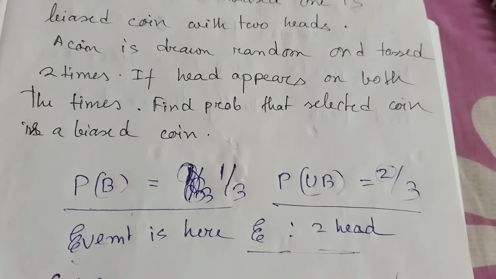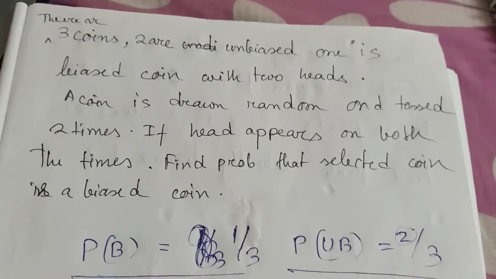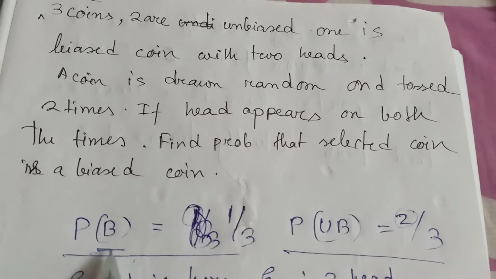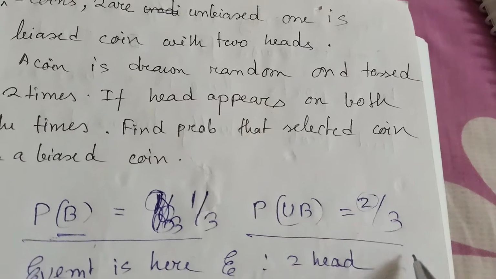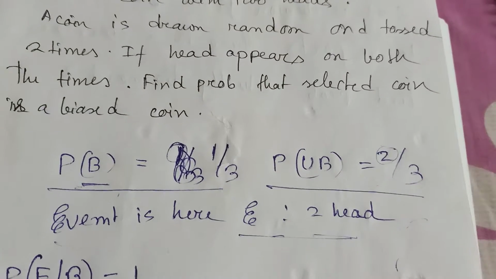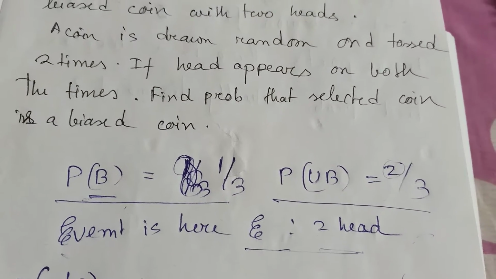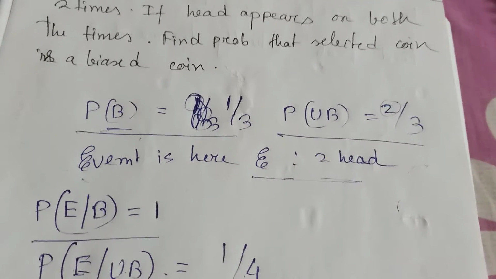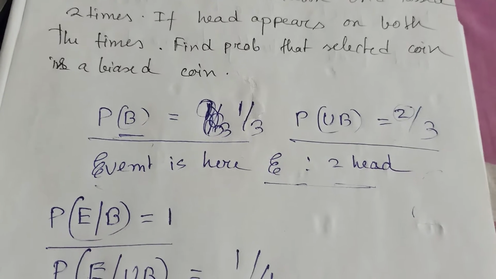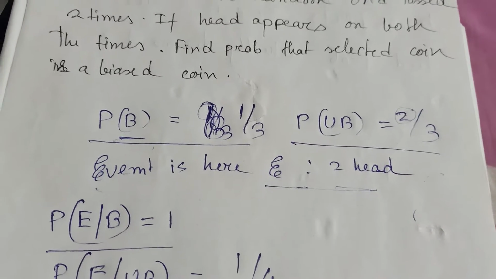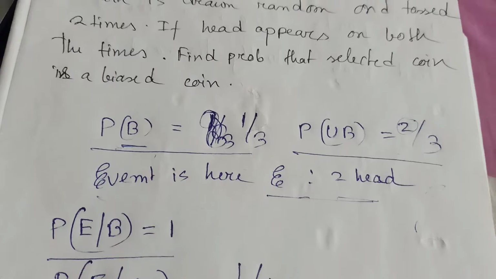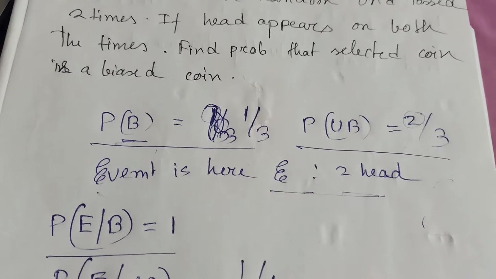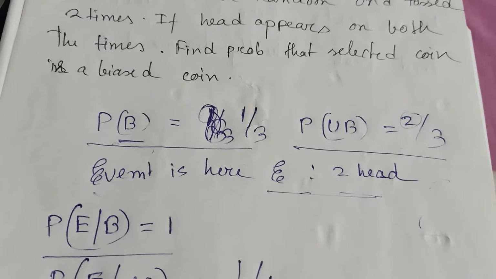So there is one biased coin out of three coins. So the probability of a biased coin is 1 by 3, and the probability of an unbiased coin is 2 by 3. So here the event E is that two heads occur. The probability of two heads given the coin is biased, P of E given B, is 1, because a biased coin always returns two heads. So the probability is 1.